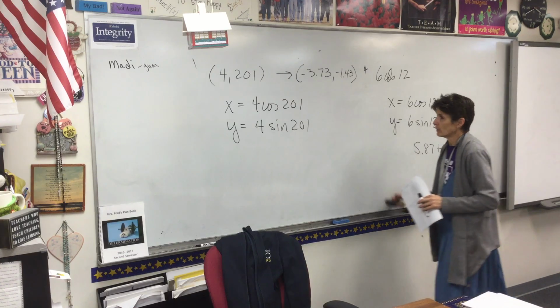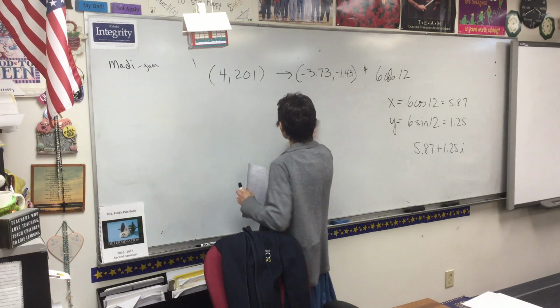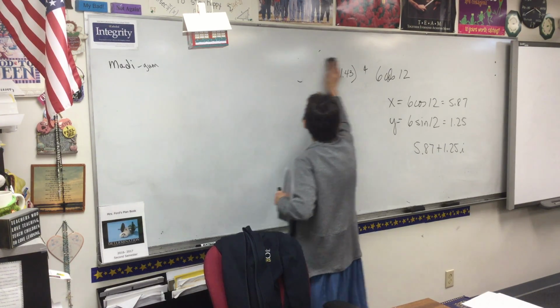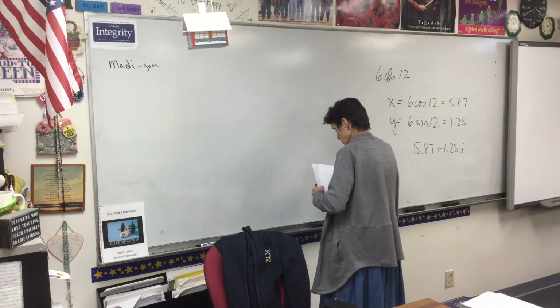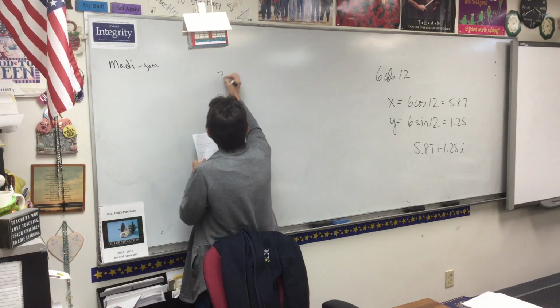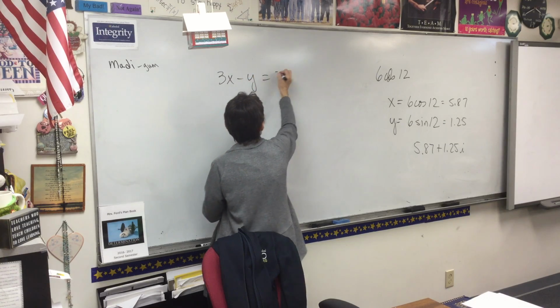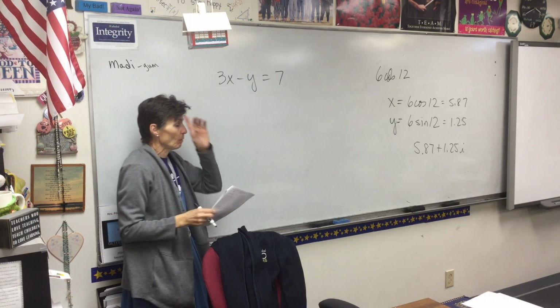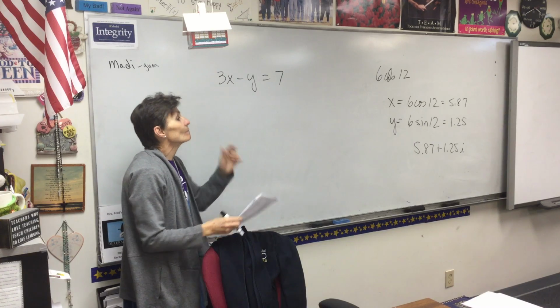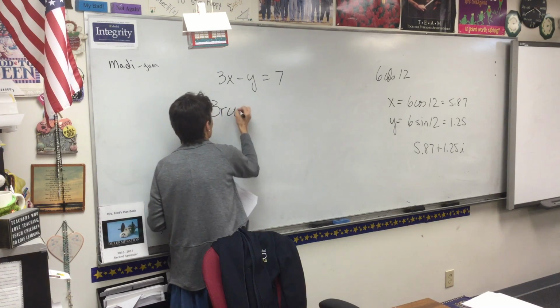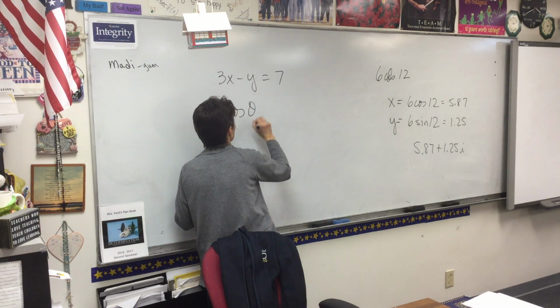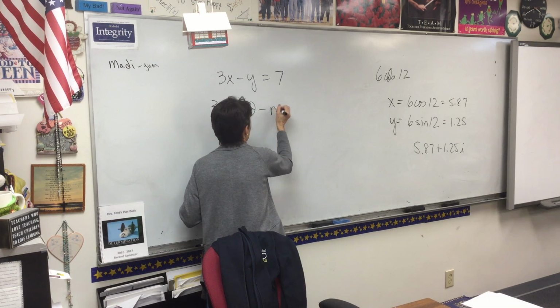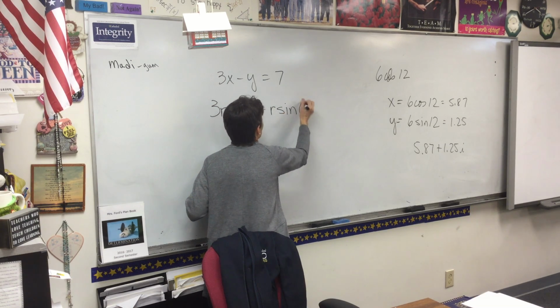Convert to a polar equation. This is the super simple problem that we did. We talked about this on the other test yesterday. 3x minus y equals 7. How do we change that to polar? 3r cosine, very good. 3r cosine theta minus 1r sine theta equals 7.